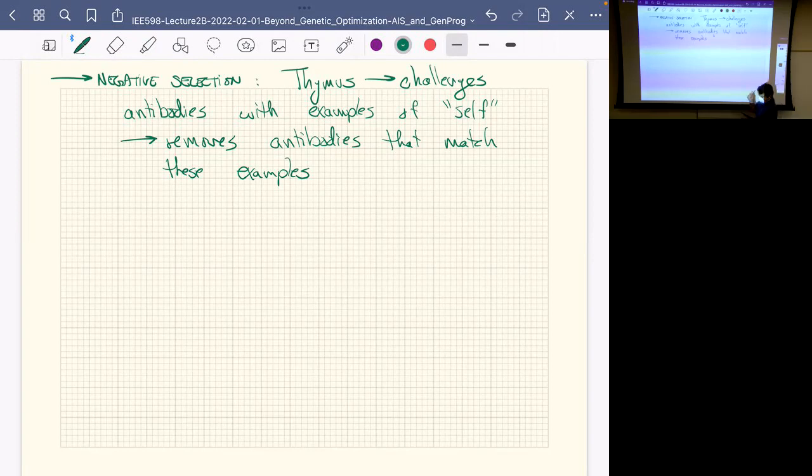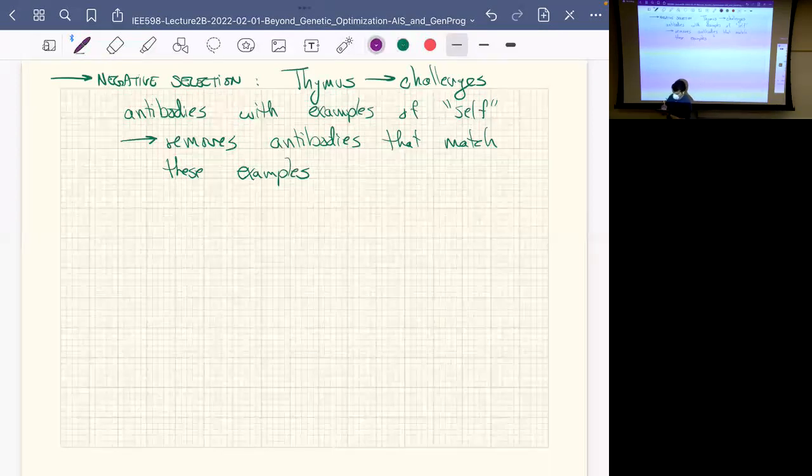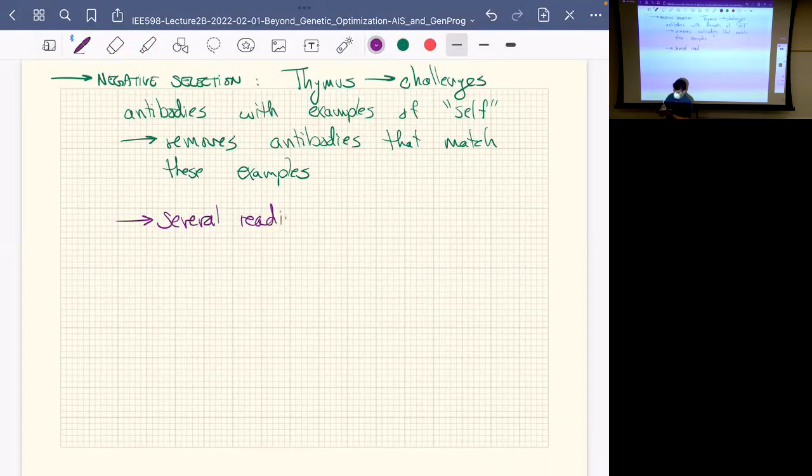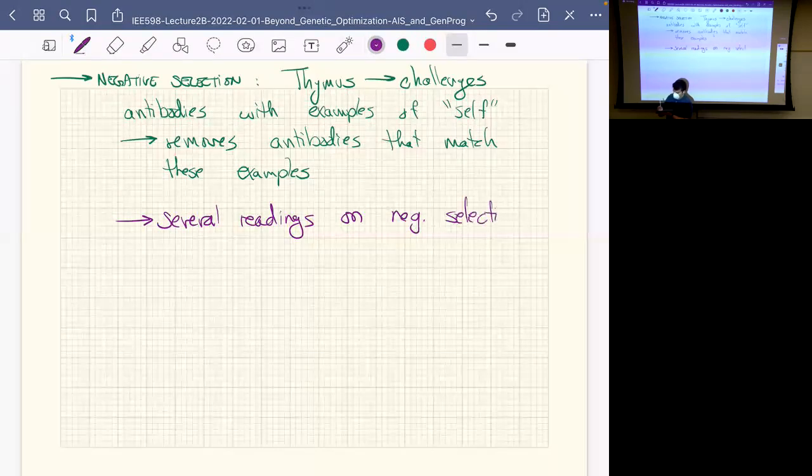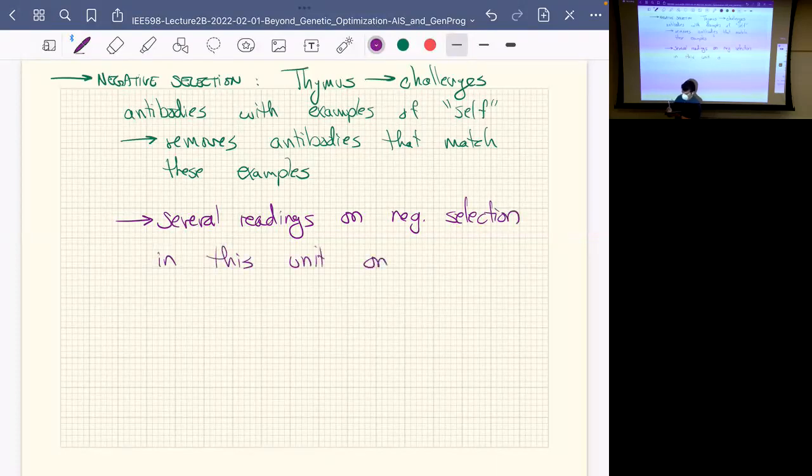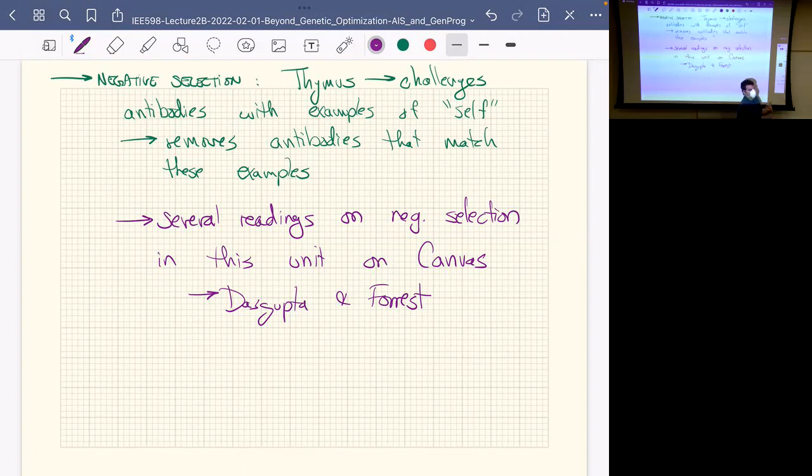So if you look in this unit, you'll find several readings on negative selection. And a lot of them, I think, will include Dasgupta and also Forrest. I don't want to survey all of these in detail, but I encourage you to at least look through some of the titles. And I'll give you an idea of applications where this has been applied.